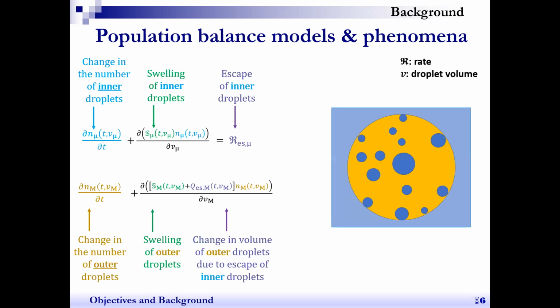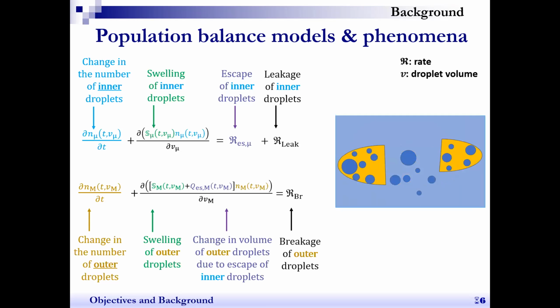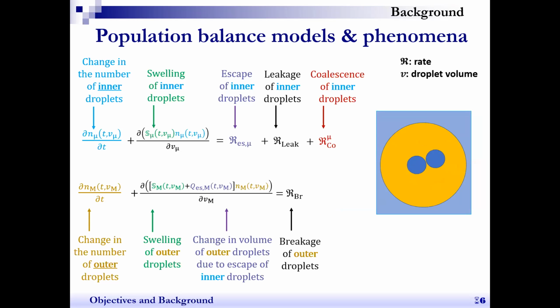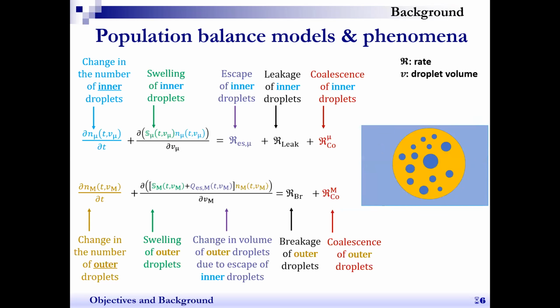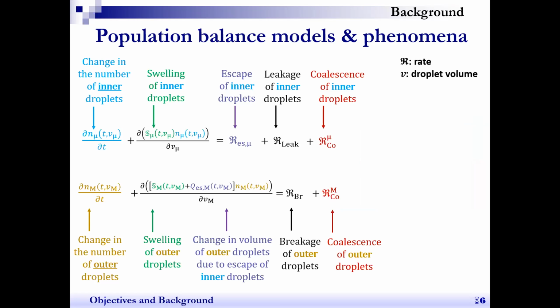The inner droplets can also escape to the external aqueous phase, which leads to the decrease of the size of outer droplets. Also, if there is energy in the system, the outer droplets can break, and this breakage would lead to the leakage of the inner phase to the external aqueous phase. And finally, the inner droplets can coalesce with each other, and also outer droplets can coalesce with each other. Now, by knowing the system, we can go and study different scales and different possibilities.